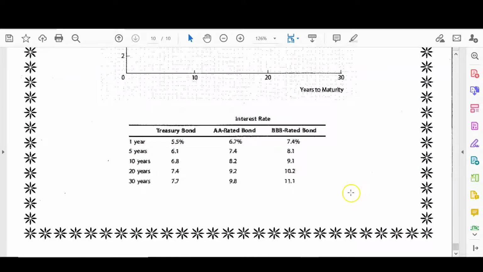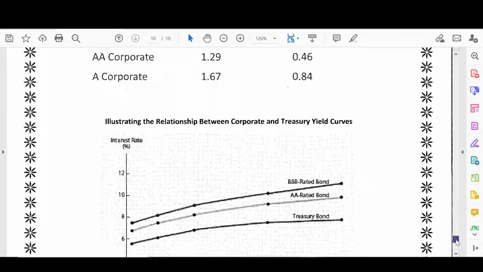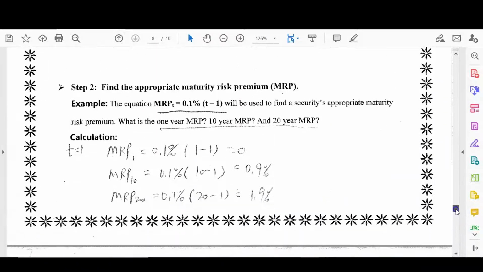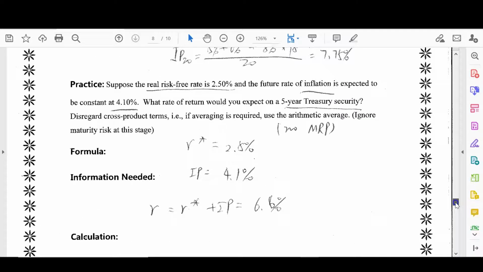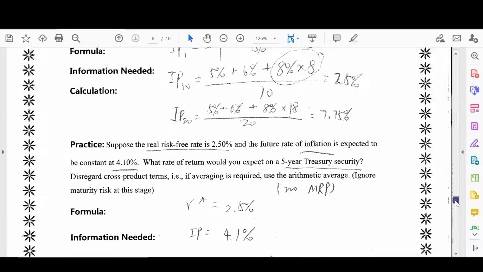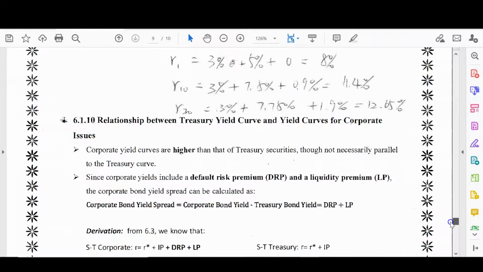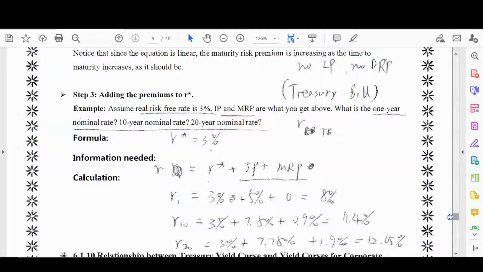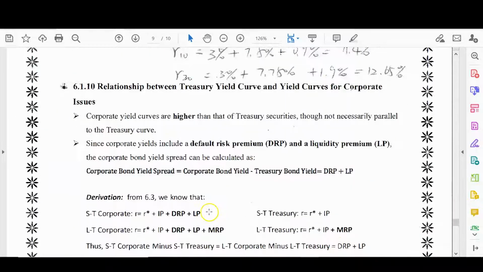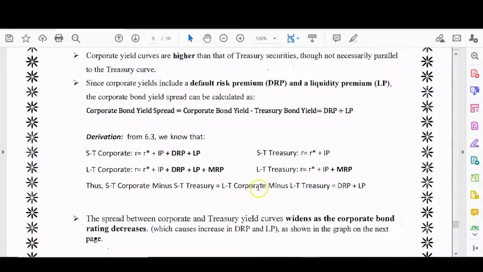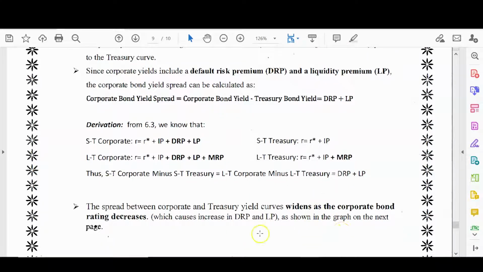Okay, so that's all for Chapter 7, Class 2. We learned how to construct the yield curve by calculating IP and MRP and adding them to R star, so we have the interest rate R for long-term treasury bonds for different maturities. We also learned that the difference between corporate bonds and treasury bonds is DRP and LP, and we call it the corporate bond yield spread. As the rating goes down and the firm gets riskier, we have a larger spread, because DRP and LP are larger.